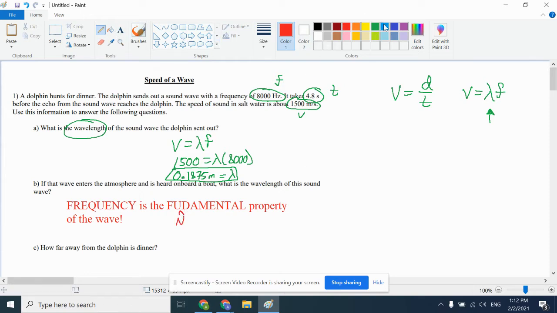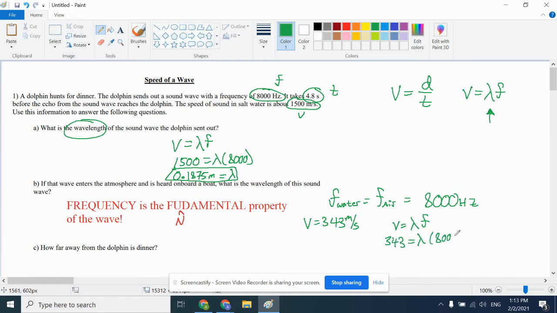Okay. Back to our task. The point is the frequency in water equals the frequency in air, which in this case is 8,000. So the speed of the wave has changed to 343, but the frequency is still 8,000. So when using V equals lambda F, 343 equals lambda times 8,000.